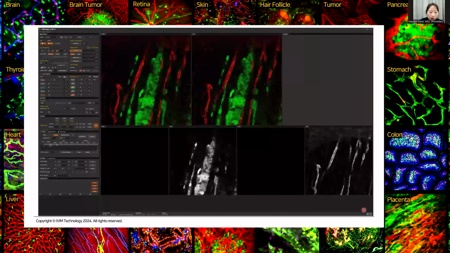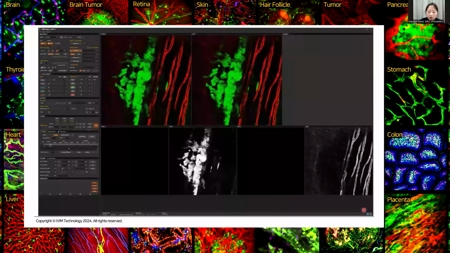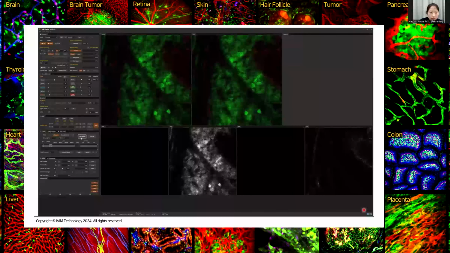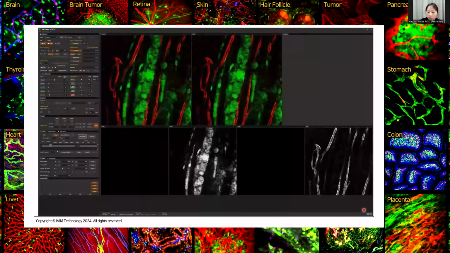I loaded the Z coordinates to capture images from the top to the bottom with a 5 micron interval, and the total number of images will be 16. So the imaging depth will be 75 microns. Once the images are captured, we can use IVM Studio, the post-processing software, to stack them to generate a Z-projected image.